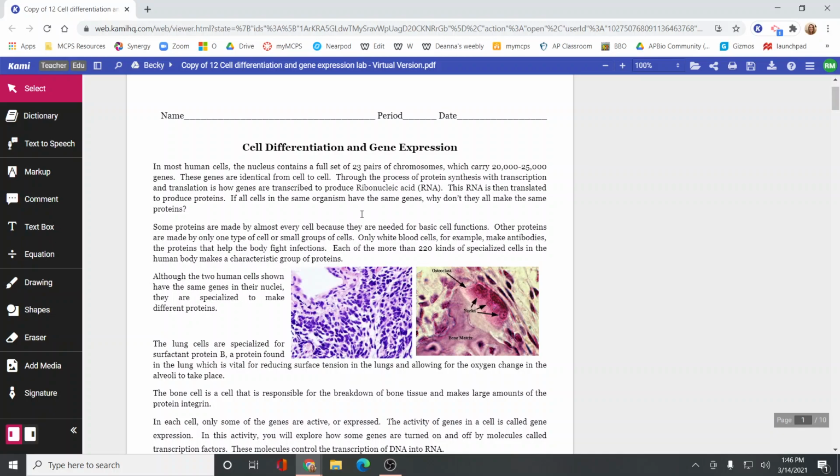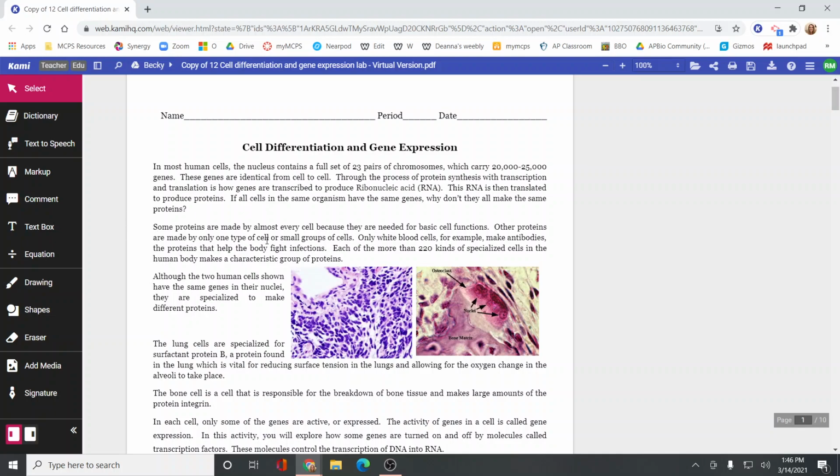Through the process of protein synthesis, with transcription and translation, genes are transcribed to produce ribonucleic acid. The RNA is then translated to produce protein. If all cells in the same organism have the same genes, why don't they all make the same proteins? So this is our reminder that we're going to use this. There's going to be the same DNA in all cells, and that DNA is going to get transcribed to make RNA, and then the RNA is translated to make protein, and the protein does all the work of the cell.